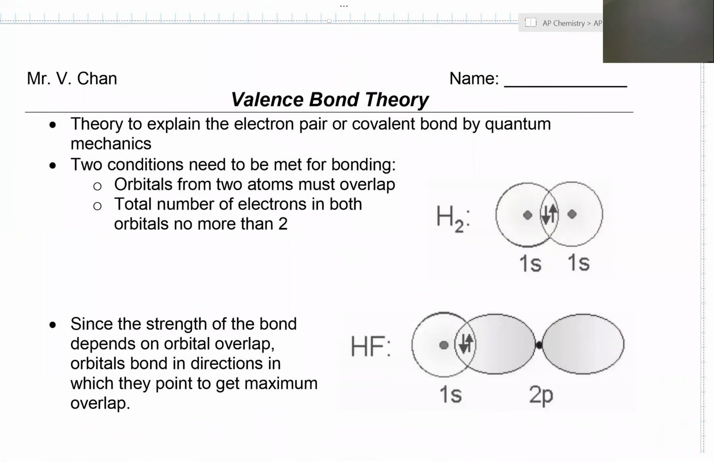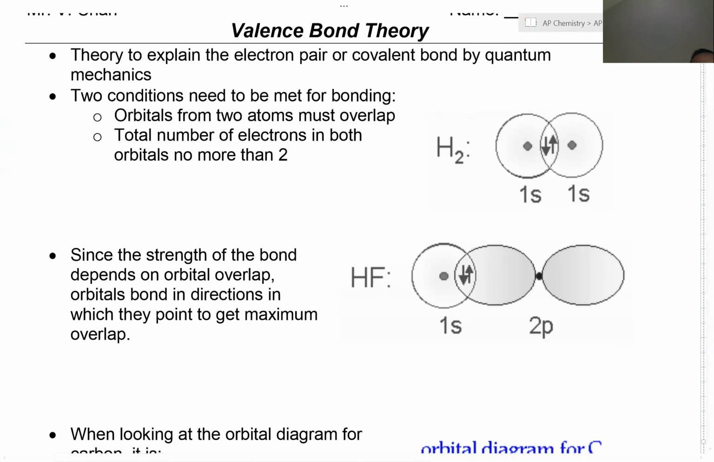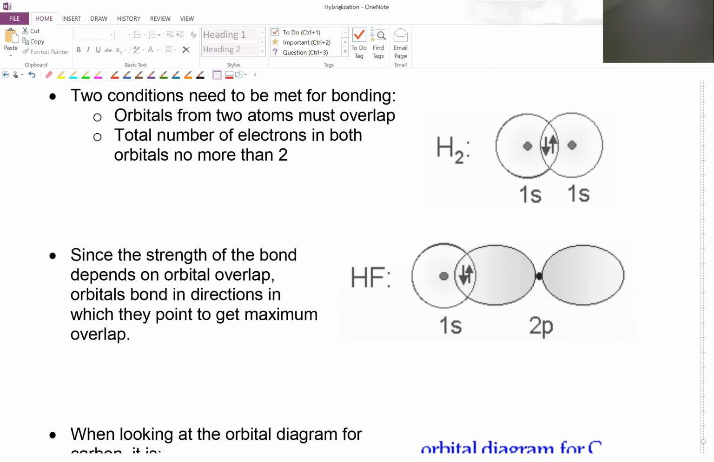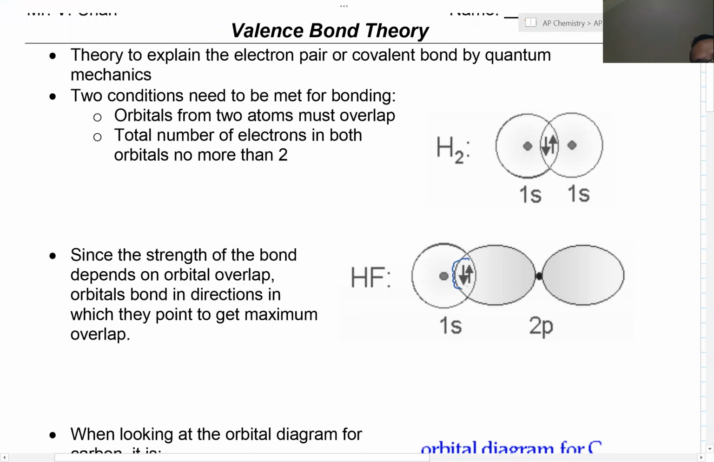So two conditions need to be met for bonding. The orbitals from two atoms must overlap, and the total number of electrons in both orbitals is no more than 2. So you're sharing electrons. Now, since the strength of a bond depends on orbital overlap, orbitals bond in directions in which they point to get maximum overlap. Now, notice I'm using arrows to represent electrons, and notice the arrows are in opposite directions.